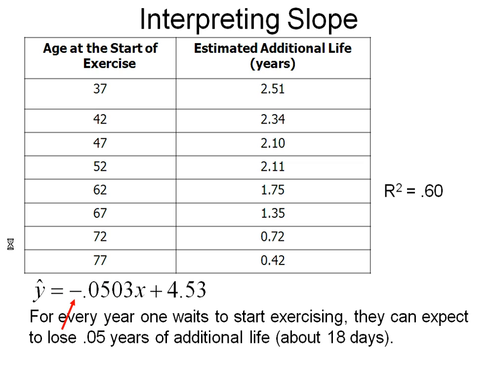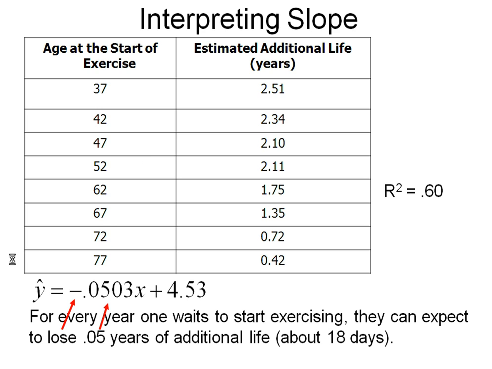Well, I got the negative. I got the loss from the negative sign. As the x's increase, this line's going to go downhill. As x's go to the right, the line's going to go downhill because of this negative slope. Now, that might sound counterintuitive to gaining life, but remember, what we're looking at here is they are not gaining as much life. The amount of life they are gaining is decreasing as they start exercising later.